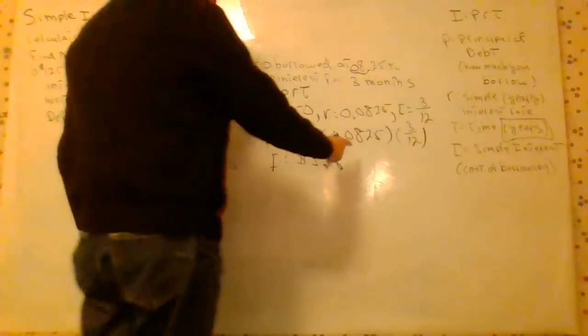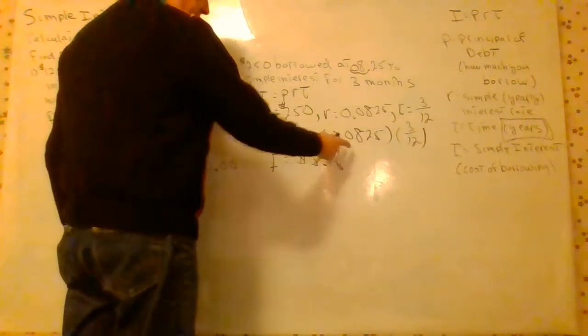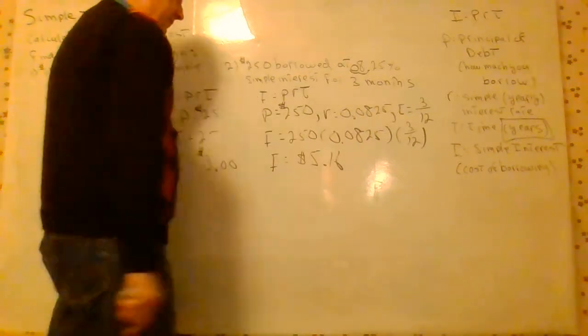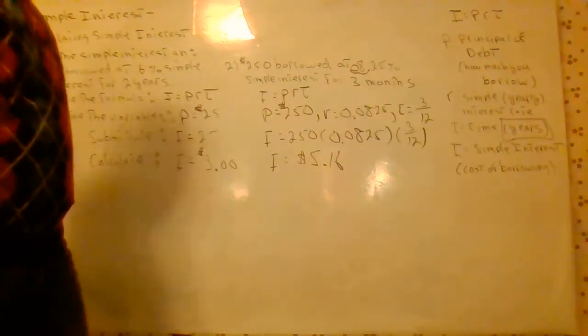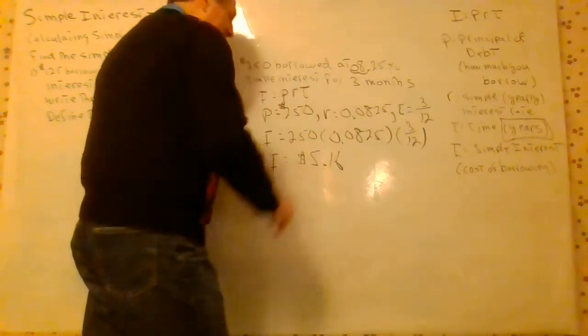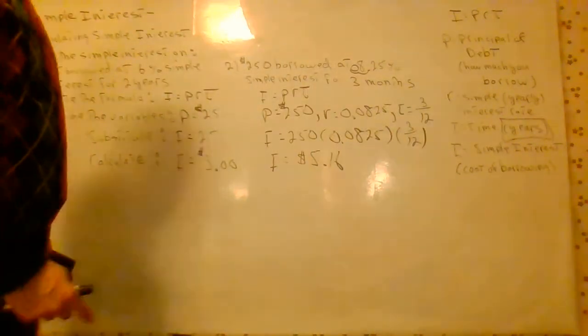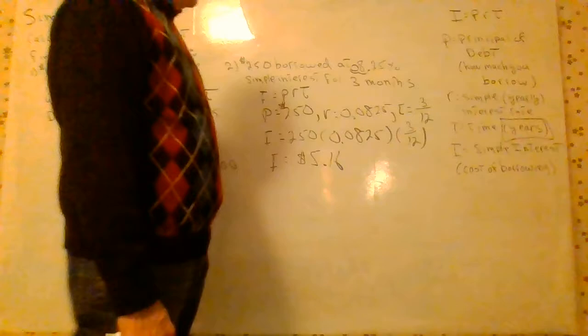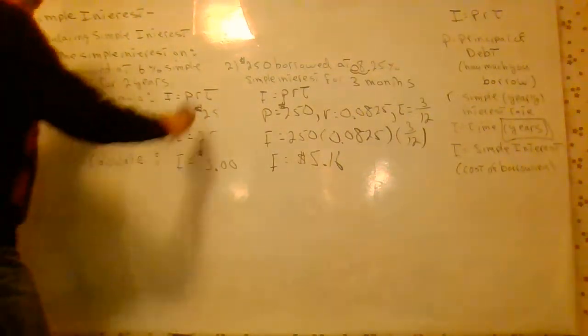Just as a check, 8% of 250, 8% of 100 is 8, 8% of another 100 is 8, 8% of 50 is 4, 8 and 8 and 4 is 20, and you're taking a quarter of 20. A quarter of 20, guess what, is 5. So it looks like we're in the ballpark. You can estimate these answers by rounding this percent off. One more example.